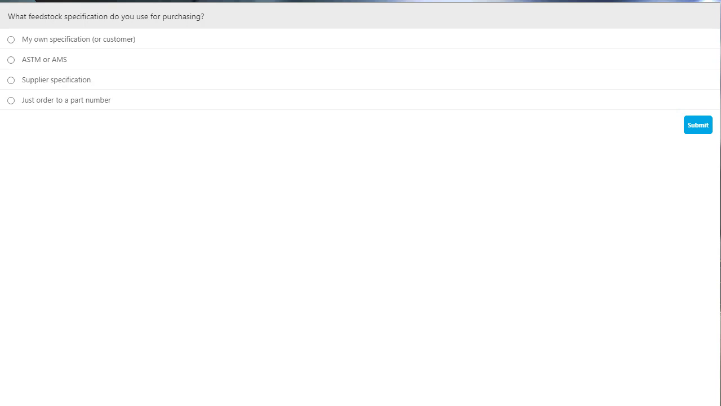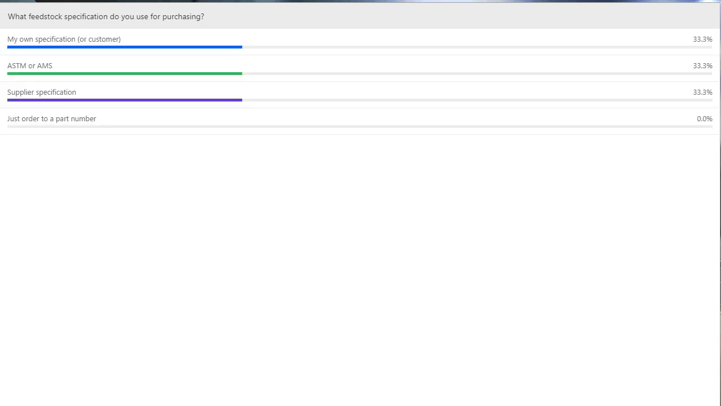And then we'll look at the results. All right, so let's look at the results. Wow, I don't think it could be more evenly split. It's 33.3% for my own specification, 33.3% for ASTM or AMS, and then a supplier specification rounds it out. So nobody orders to a part number, but it's completely 1/3, 1/3, 1/3 for the other options. Friedrich, is this again something that coincides with what you believe or what you expected?